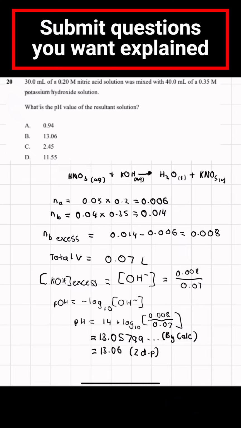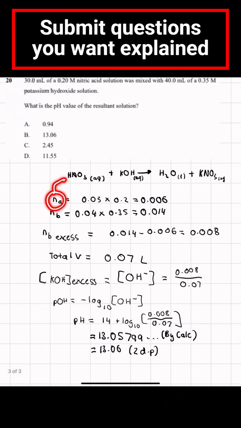So we're asked to calculate the pH of the resultant solution, and we're given both the volume and the molarity of both the acid and the base. So the first thing you want to do is actually write down the equation. Don't forget your states. And then after you do that, you want to calculate the number of moles of acid, in this case our HNO3, and the number of moles of base, in this case KOH.